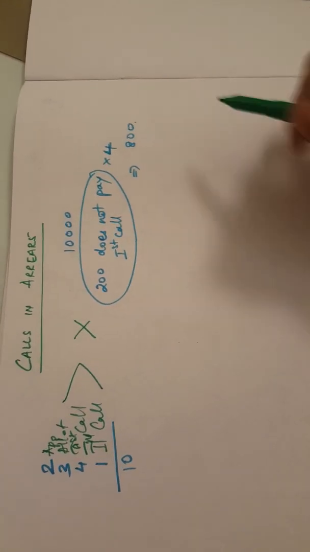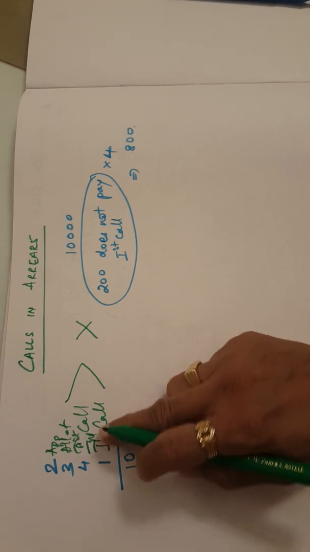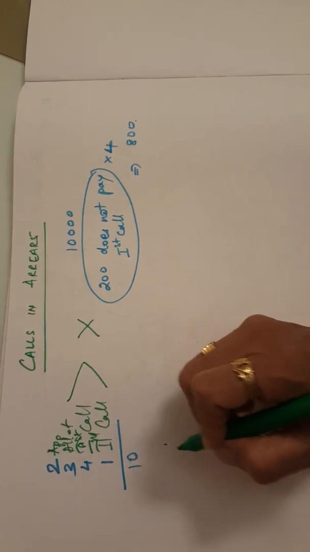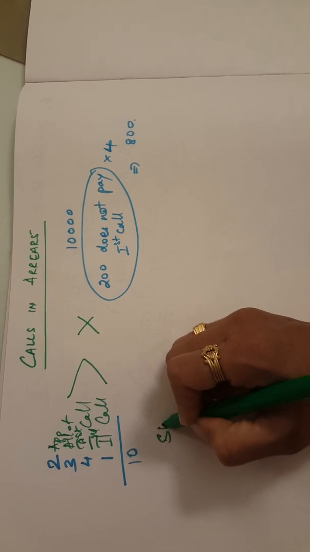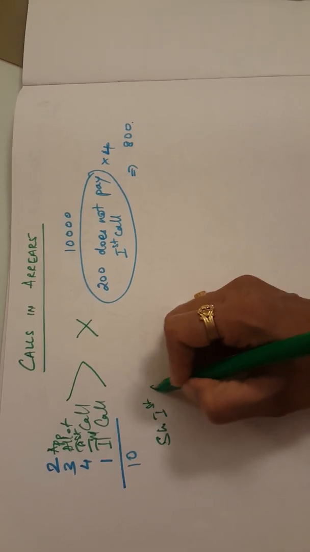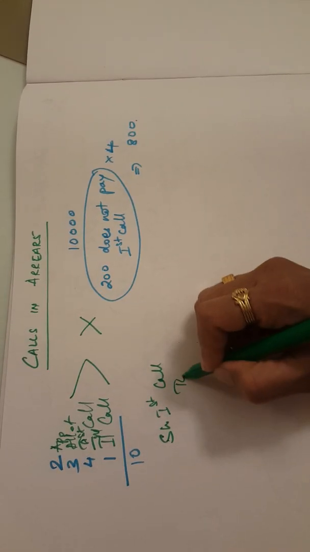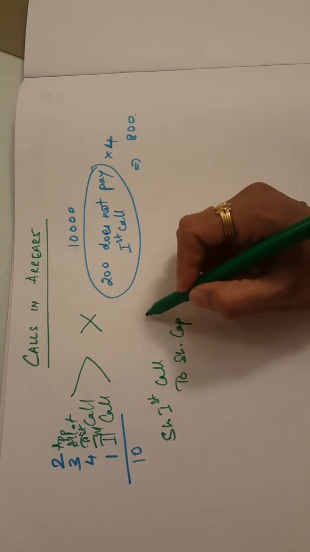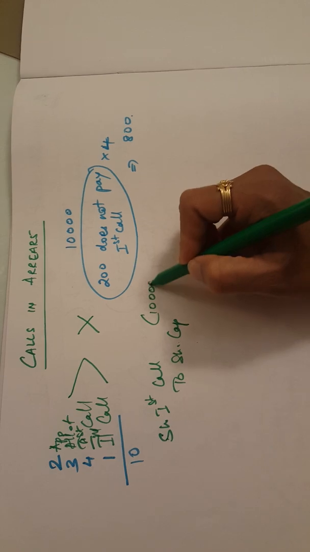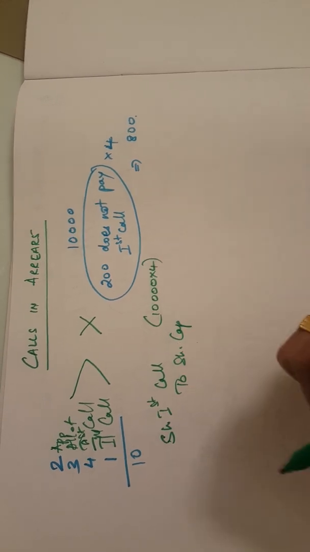How do we put it in the transaction? The transaction for the first call would be making the first call due. So here it will be share first call to share capital. Amount due would be 10,000 into 4.